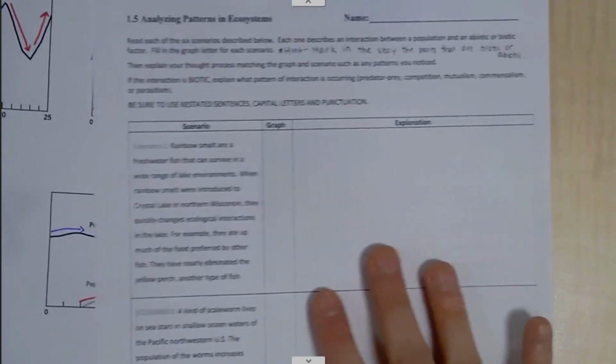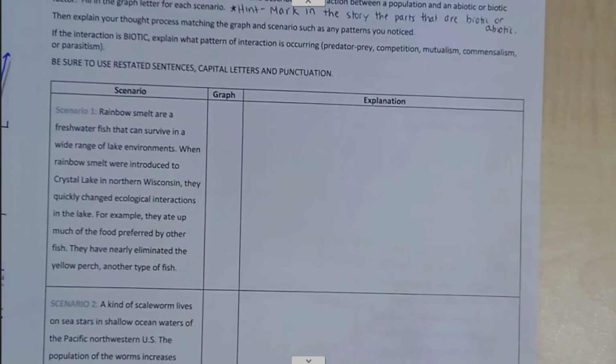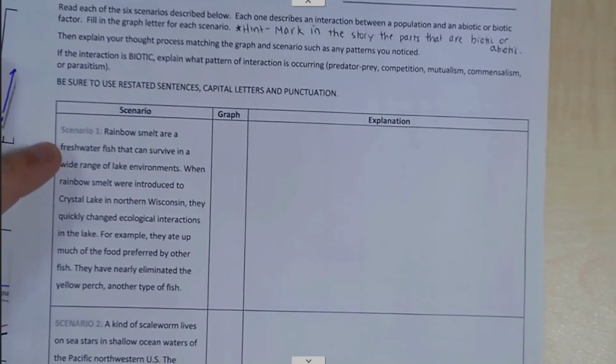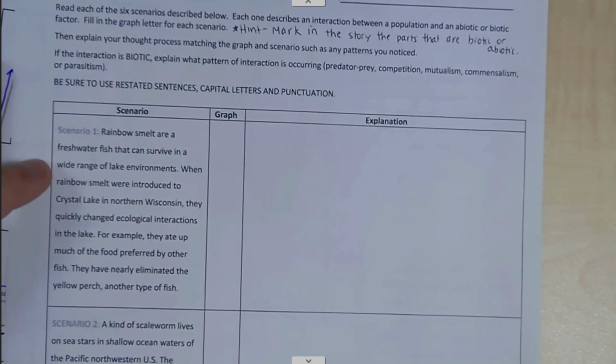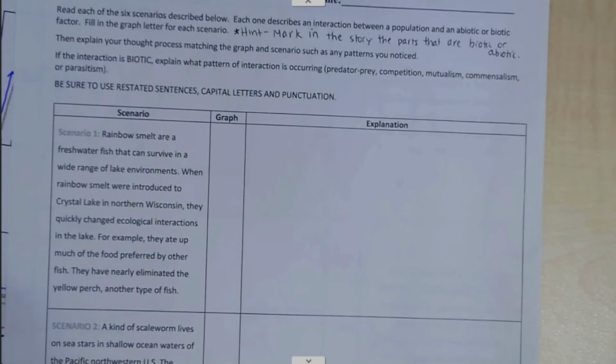So we're going to first read it and see if we can figure out what parts are biotic, abiotic, that whole bit. So it says, rainbow smelt are a freshwater fish that can survive in a wide range of lake environments. When the rainbow smelt were introduced to Crystal Lake in northern Wisconsin, they quickly changed ecological interactions in the lake. For example, they ate up much of the food preferred by the other fish. They have nearly eliminated the yellow perch, another type of fish.